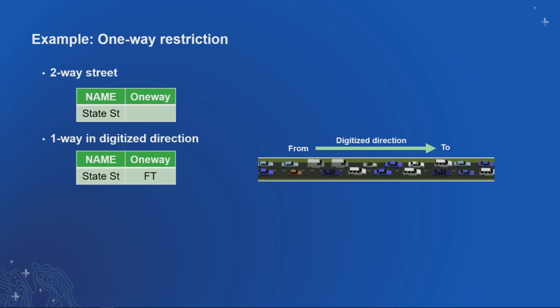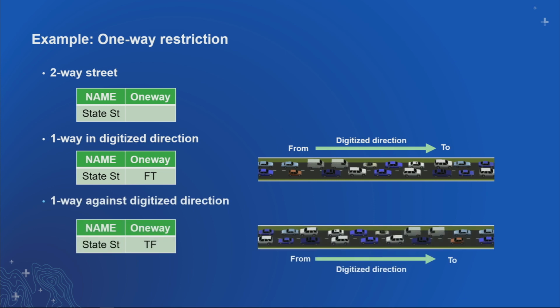When you draw a line in, click, click, click, that's the digitized direction. The first point, the second point, the third point. And now it's in that direction, so that's from to. And so in your one-way field, you can use FT, for example, or whatever you want, to indicate that this road is traversable in the from-to direction. And conversely, if it's only traversable in the to-from direction, then you can set up a TF in your field, for example. And then when you're routing, you can see that this is only traversable in the to-from direction of how it was digitized.